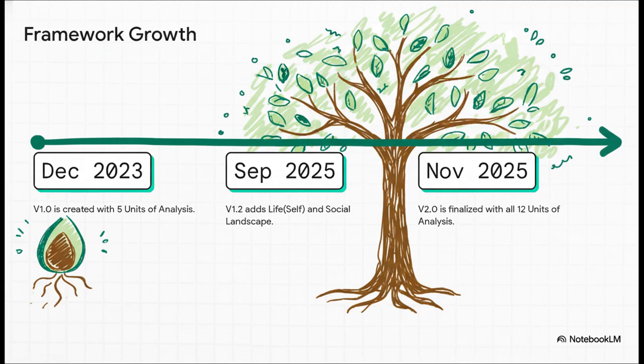And what's so cool is that this really proves the tree metaphor, because the framework itself is a living thing. I mean, it didn't just pop into existence fully formed. Not at all. It started out with just 5 units back in late 2023. Then it grew, adding new branches like life and social landscape until it finally evolved into the complete 12-unit system we see today. It literally grew, just like a tree.